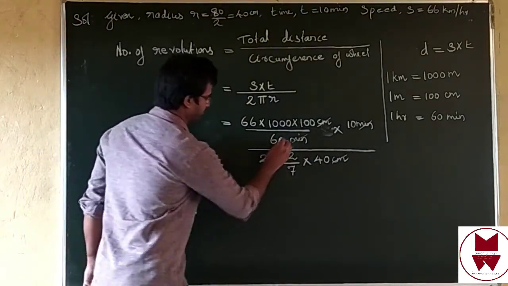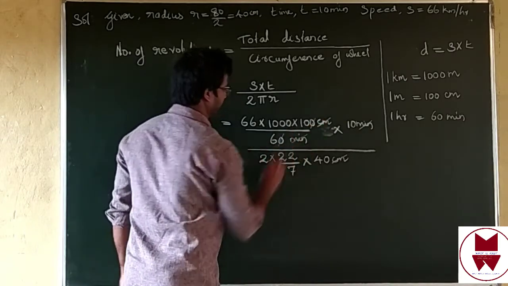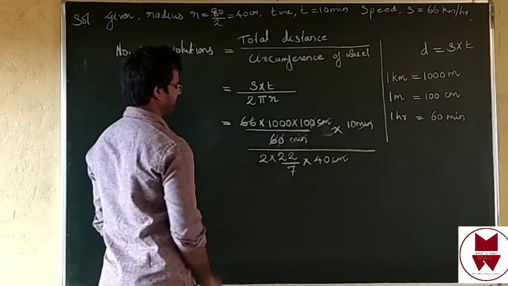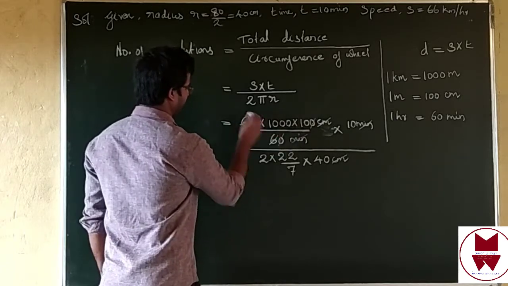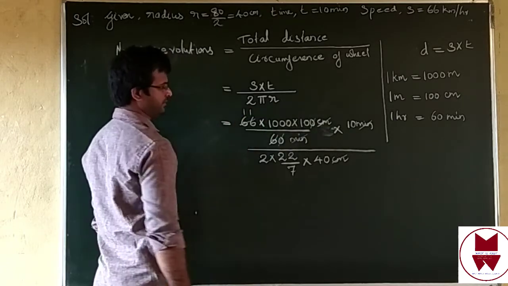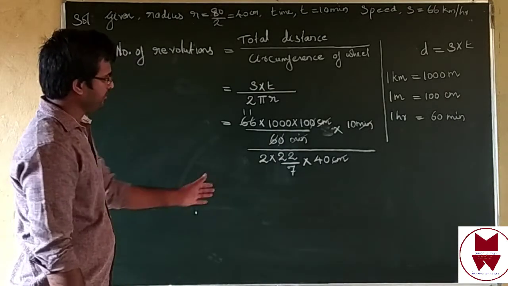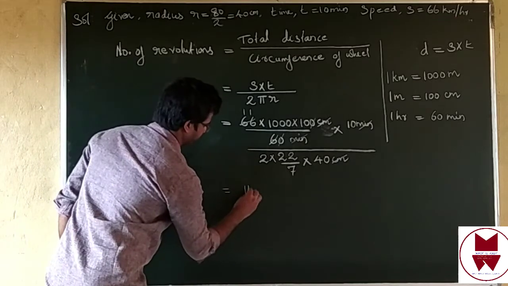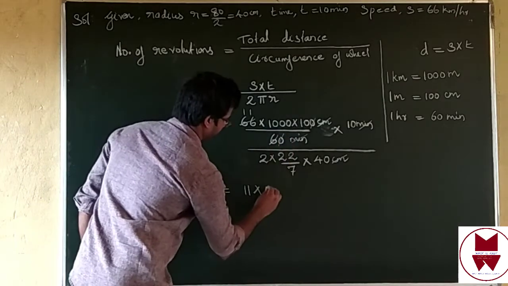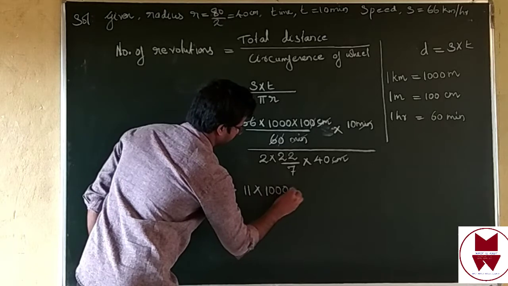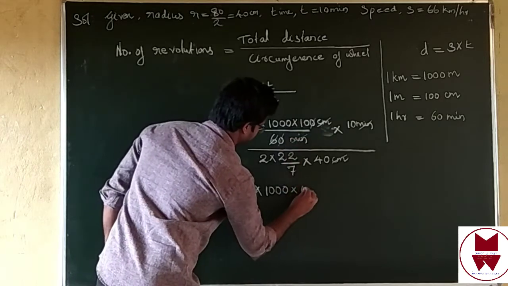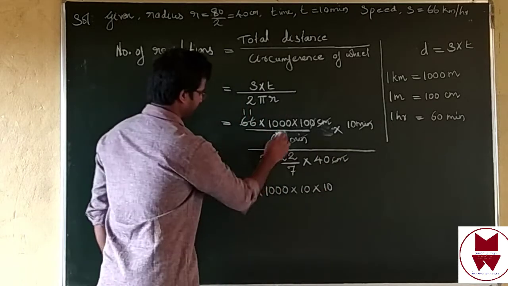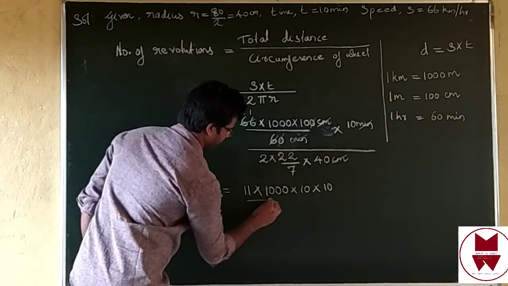Now remaining things: 1 0. Here also carry 1 0. Then this 6 and 66, in 66, 6 comes 11 times, again 11. Then we cannot cancel now. After the next step we can cancel everything. Remaining here 11 into 1000 into 10 into another 10. Then this part is already cancelled.